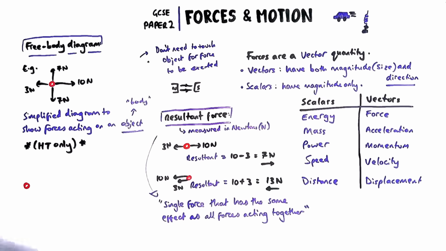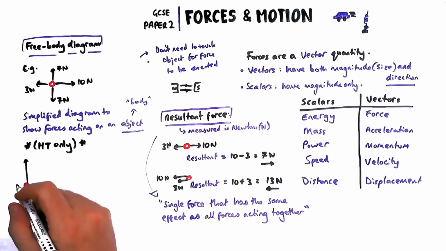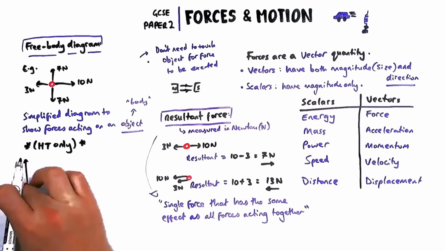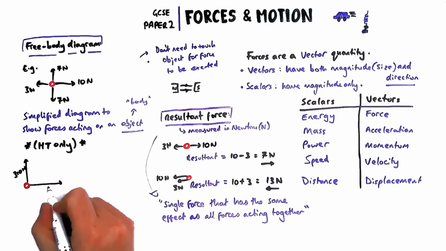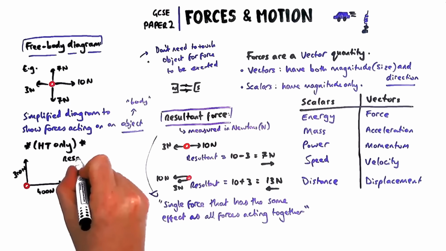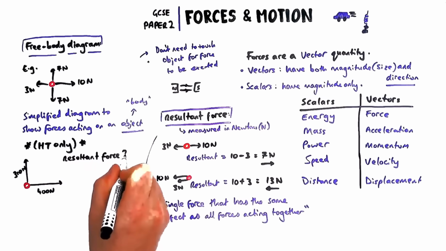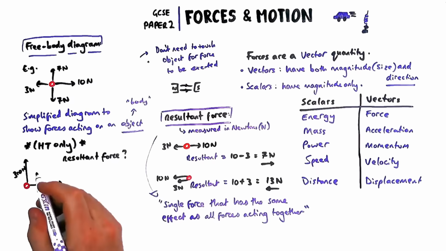Now, if you're studying higher tier, you need to know this next bit, which is how to work out resultant forces if they're not in the same plane, i.e. they're not both vertical or not both horizontal. So in this example here, I've got a 300 newton force acting upwards and a 400 newtons acting to the right. So how do I work out the resultant force? Hopefully it's obvious that the force is going to be going sort of up and right diagonally, but how can I work out its magnitude and its direction exactly?